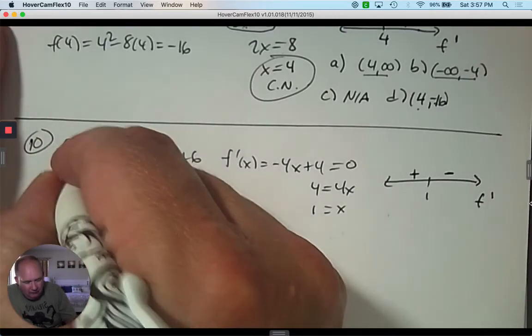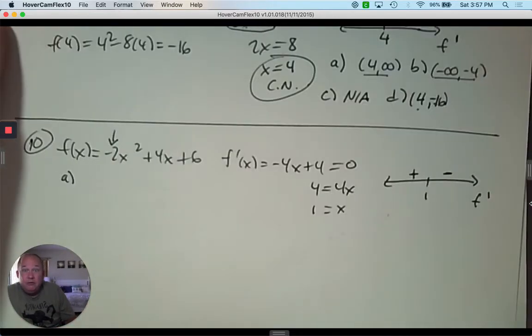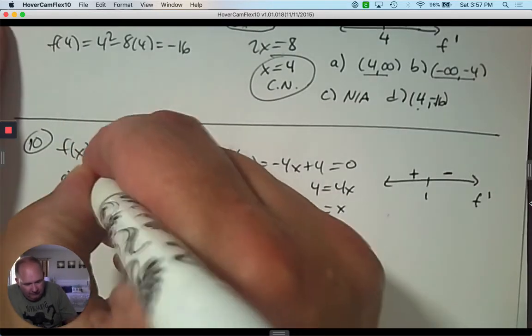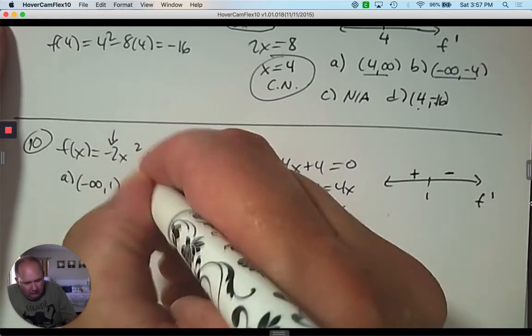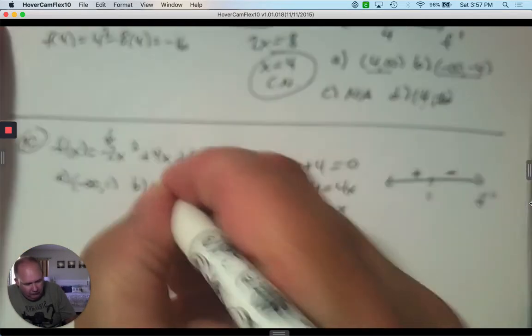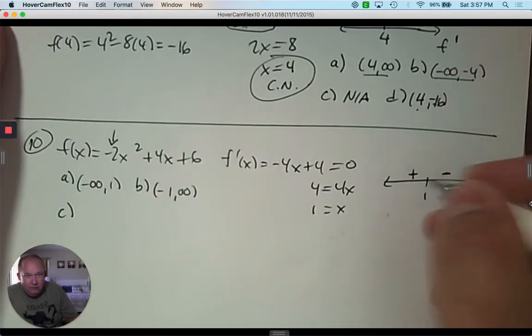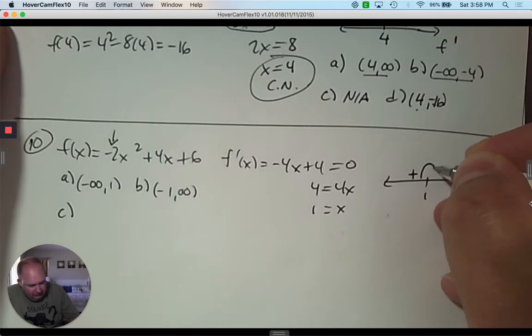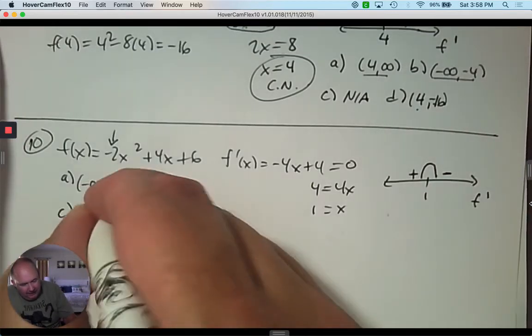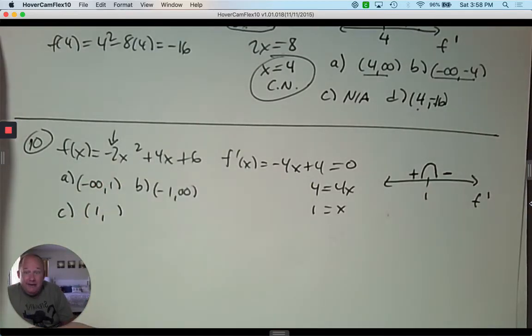Now we can answer the question. So in part A, where is it increasing? So it's increasing from negative infinity to 1. Where is it decreasing? From 1 to infinity. What does this create? Remember, we even said it. It increases, then decreases. So at x equals 1, there's a maximum.